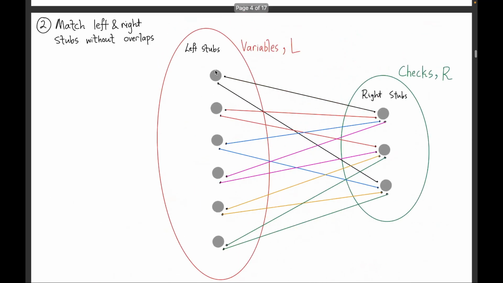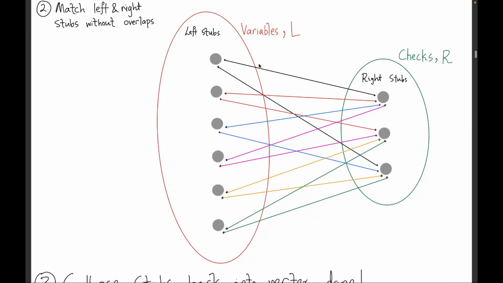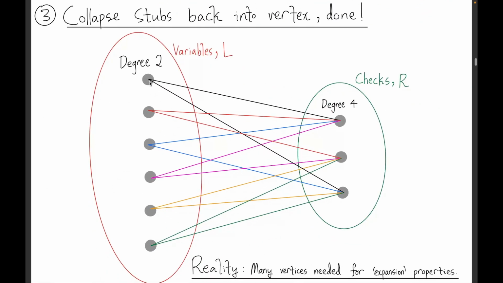And then we're going to take these stubs, and then we're going to draw some edges between the stubs and do a one-to-one mapping of these stubs. And then these stubs are going to get collapsed back into the vertex, and we're done. So we got back the graph that we drew just now.